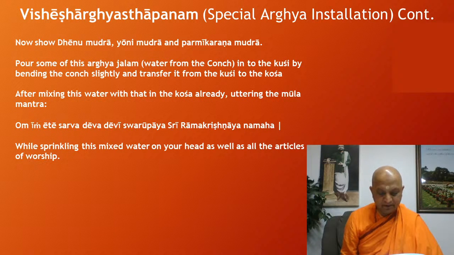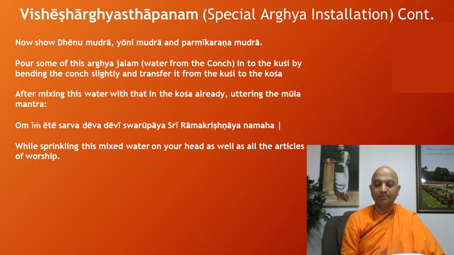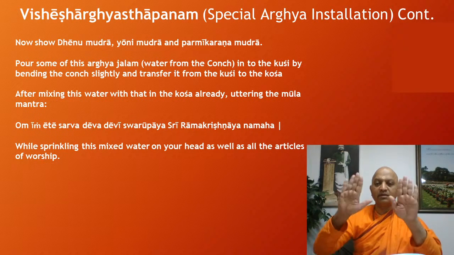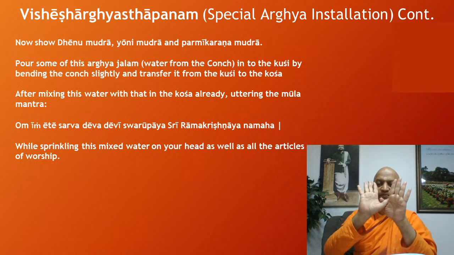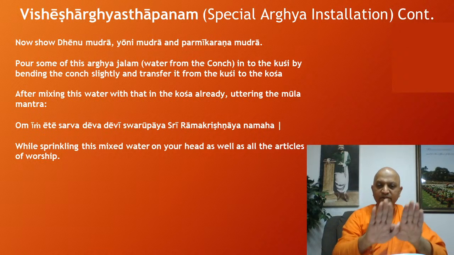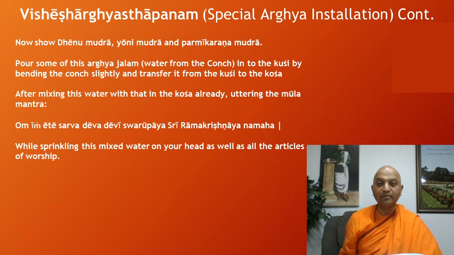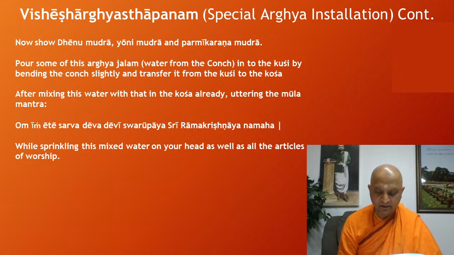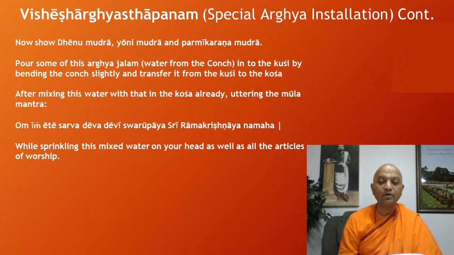Then what has to be done? So Dhenu Mudra, Yoni Mudra, then Paramikarana Mudra. You have to show the Paramikarana Mudra. How to show the Paramikarana Mudra? Lock the two thumbs like this. Lock the two thumbs. This is Paramikarana. Then show it on the conch. So Paramikarana. So all the three mudras have been shown: Dhenu Mudra, Yoni Mudra, then Paramikarana Mudra. So after showing all these three mudras, then pour some of this Arghya Jala. There is water in the conch. You should take care.